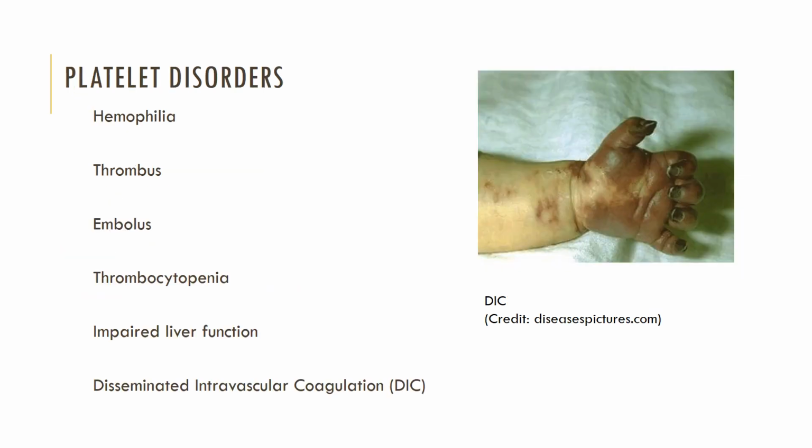Now, there are a number of clotting disorders or platelet disorders that are noted here. Thrombus is when a clot develops in an unbroken blood vessel. An embolus is a thrombus that is freely floating in the bloodstream. Hemophilia is a condition that involves the inability to clot because of a missing clotting factor and is a sex-linked inheritance disease.